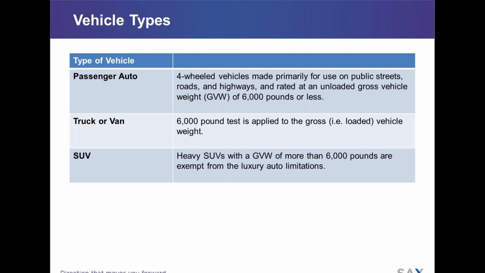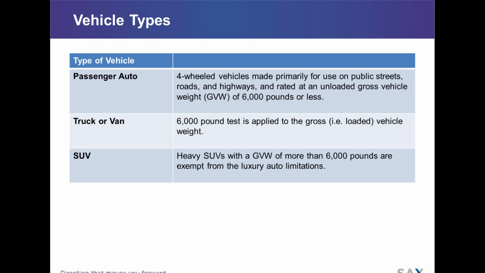I believe it's probably printed on the inside of the door or something like that, where you could easily find that weight. For a truck or van, they actually let you include the cargo and passengers. So if you have the big toolboxes on the side, those things will count towards that weight when you do this determination. Same thing with SUVs.